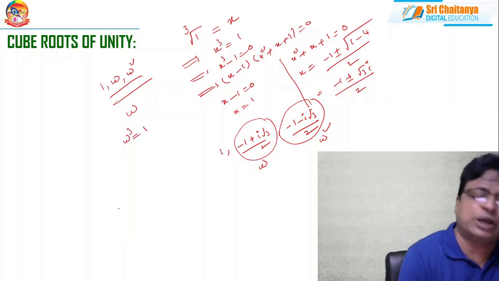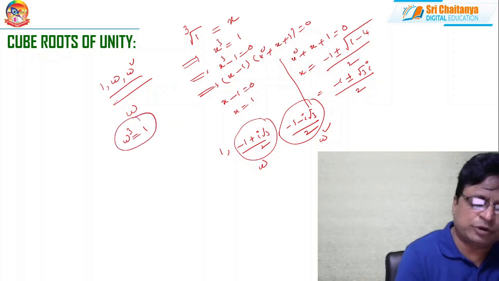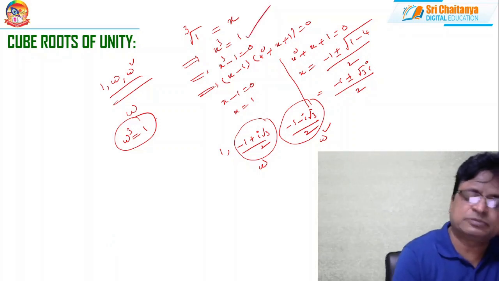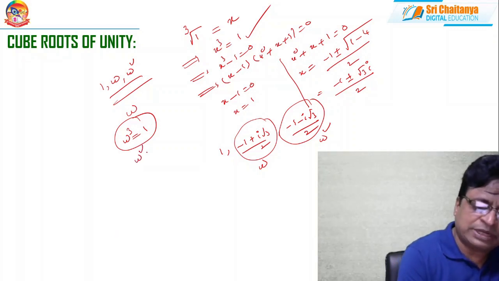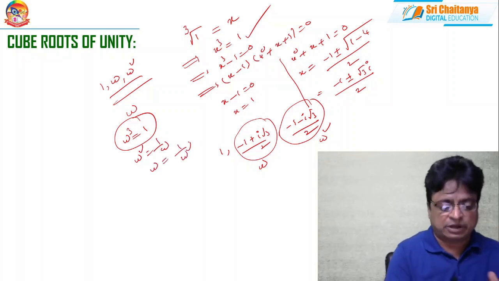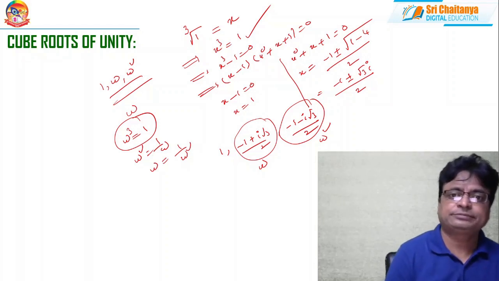Since these are the roots of unity, if I substitute omega, it should satisfy the equation. That's why omega cube is equal to 1. Whenever omega is a cube root of unity, automatically it should satisfy this equation. So if I substitute this, omega cube is equal to 1. Therefore, omega square is equal to 1 by omega, or omega is equal to 1 by omega square. That means omega and omega square are reciprocals, or inverses, of one another.